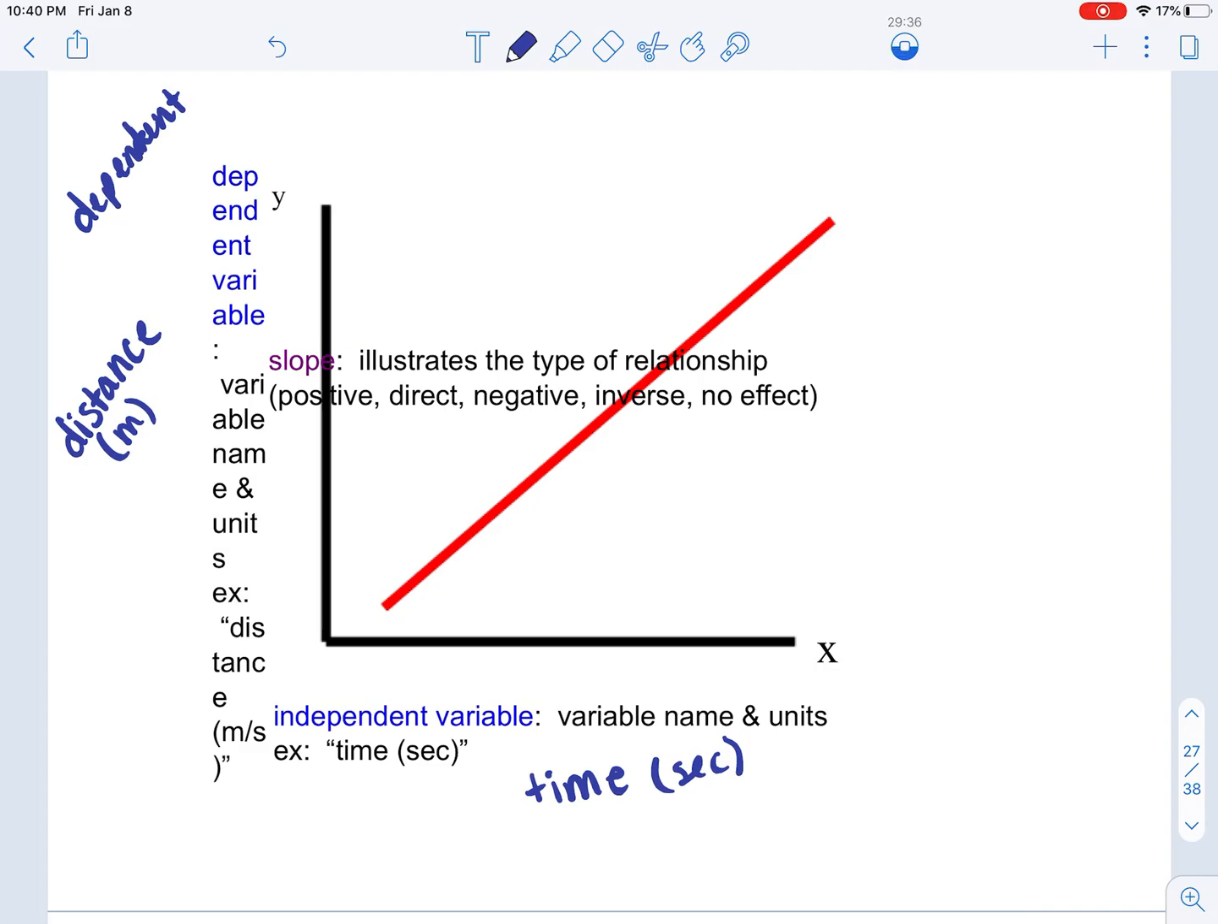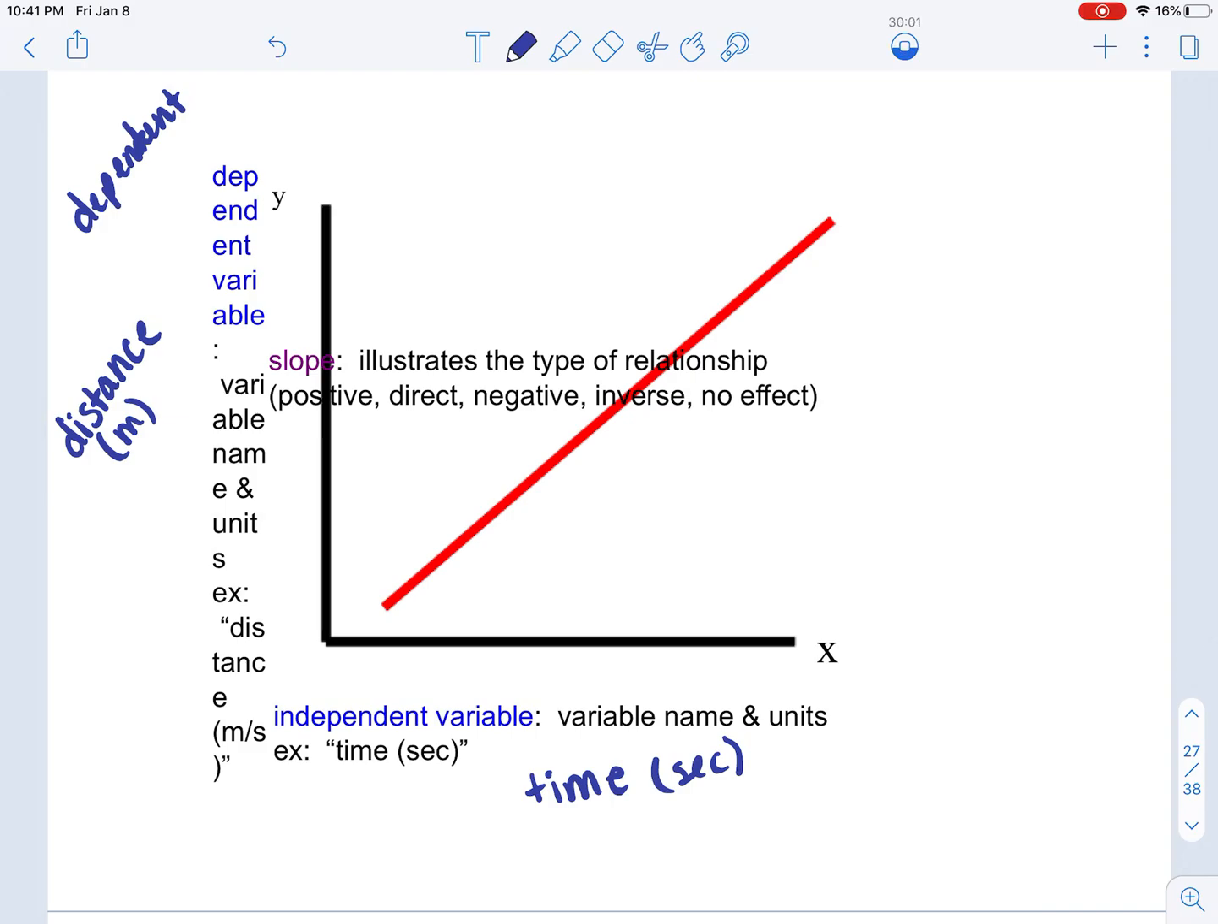Miles and kilometers and meters are all different units of measurement. So when I interpret the data, I need to know which of those units my values are in. You must include both the title and the unit for full credit on any graph that you create in this class. The slope of the line is going to represent the relationship between those two variables.